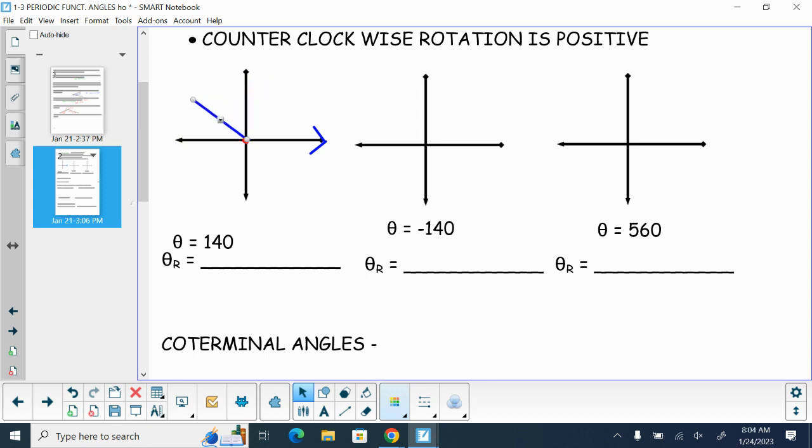Quadrant 2. So I'm going to rotate this. This will rotate 90 degrees. This is going to be rotating 180. So 140 is about halfway through. We don't need to have protractors here. We don't have to have exactness. We just need to be able to get a good location where it's going to be stopping. So this will be my rotation of 140 degrees.